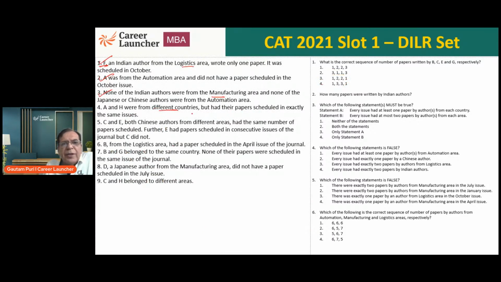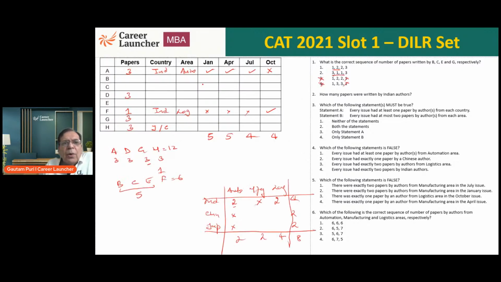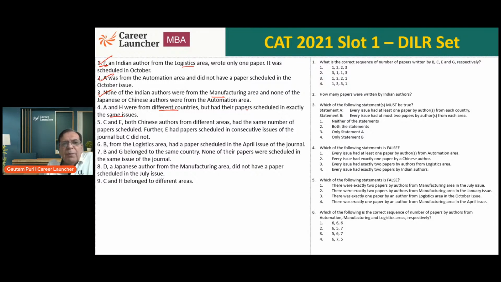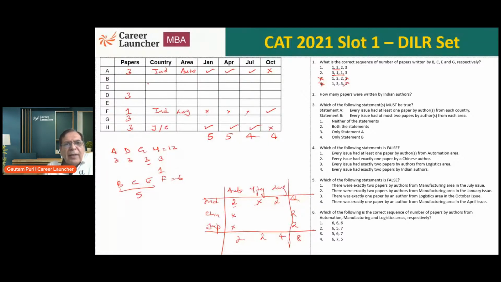But they had their papers scheduled in exactly the same issues. A and H had the same issues. So A had 3 papers, in January, April, and July, and H also has 3 papers. So they will be published in January, April, and July. A and H are from different countries, with papers scheduled in the same issues. Next one: C and E, both Chinese authors. So C and E are Chinese. C is China.